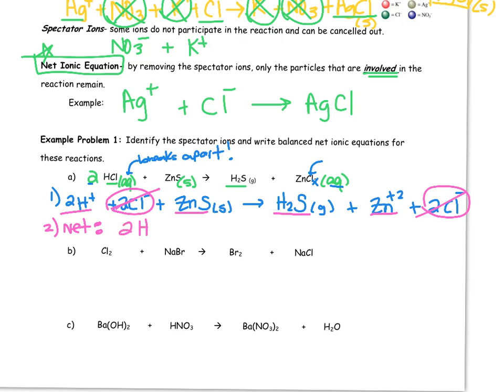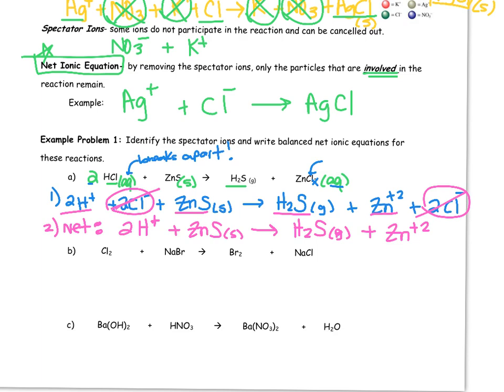So 2 hydrogens are reacting with the zinc sulfide solid, and when it does that, it's producing H2S gas, okay, and Zn plus 2 ions. So we would see those ions be floating around. So this is not a precipitation reaction. We made a gas, not a solid, okay? But it is a double replacement reaction, and you can write net ionic equations for anything when aqueous solutions are involved. So this next one is a single replacement example.